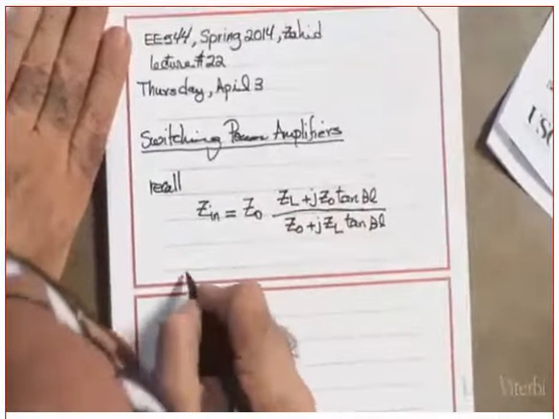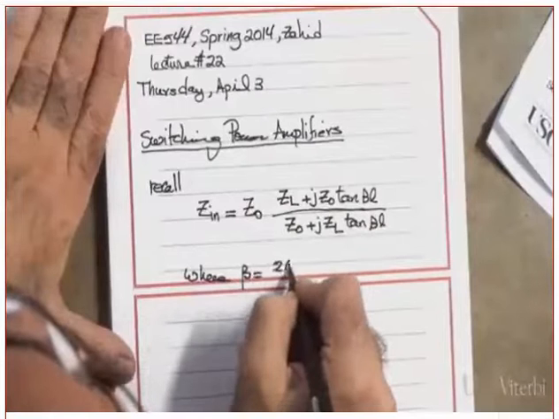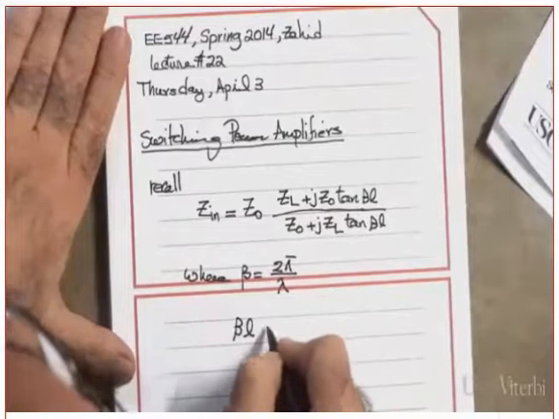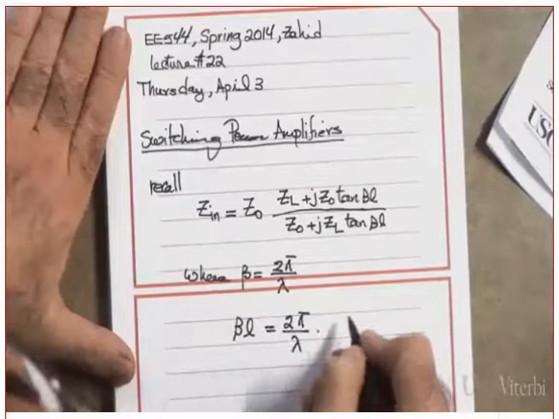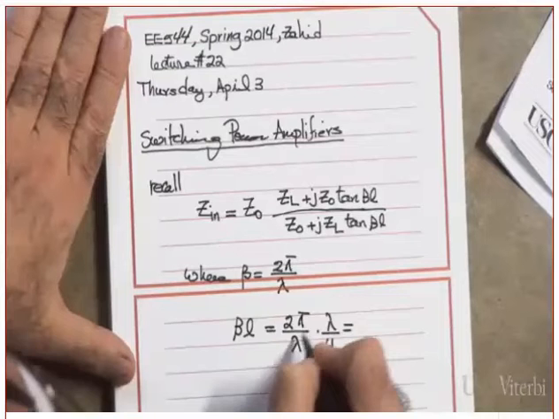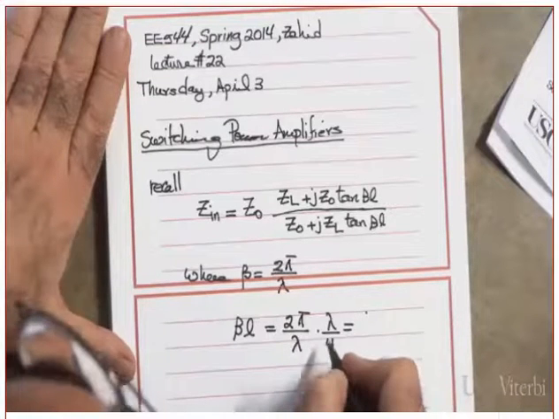Okay, so where beta is equal to what? 2 pi over what? Lambda, and hence beta L is equal to what? 2 pi over lambda times what? Times lambda over what? 4, which is, help me, pi over 2.